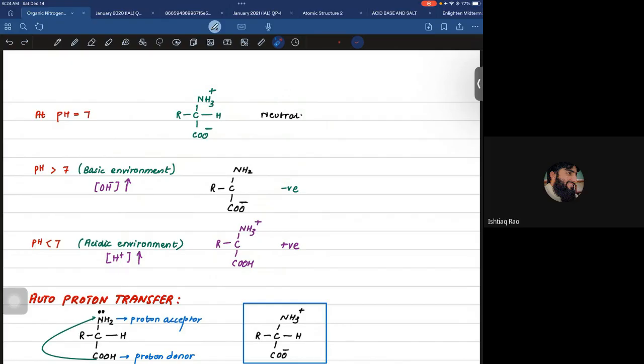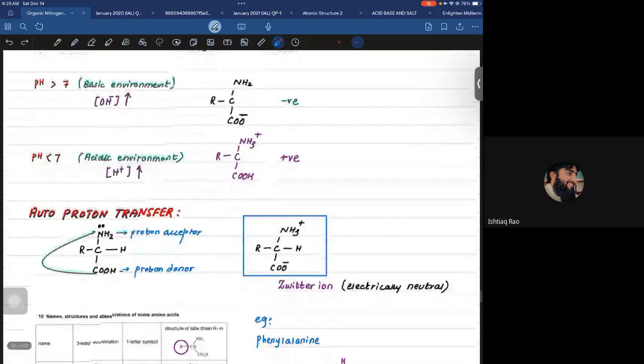If the pH is greater than 7, like in a basic environment, the concentration of OH negative ions is higher, so ultimately it would be attacking on this. And if the H plus ion concentration is higher, it would be attacking on the negative side, so it would be forming this carboxylic acid again. And this positive charge would be the overall charge of this amino acid.